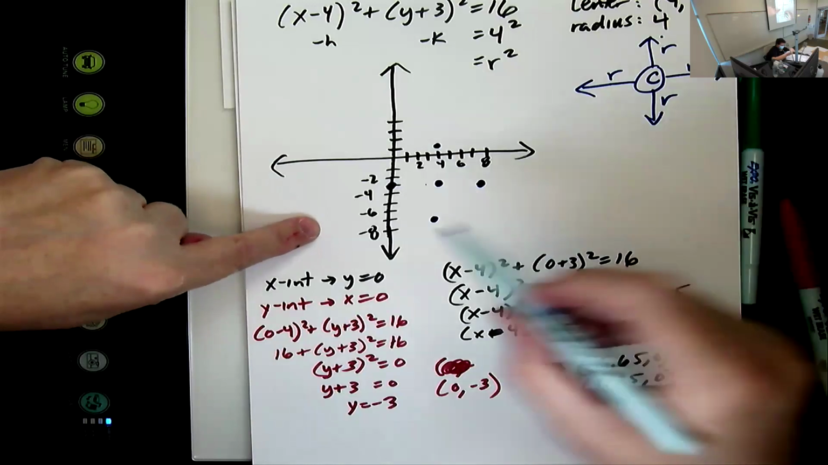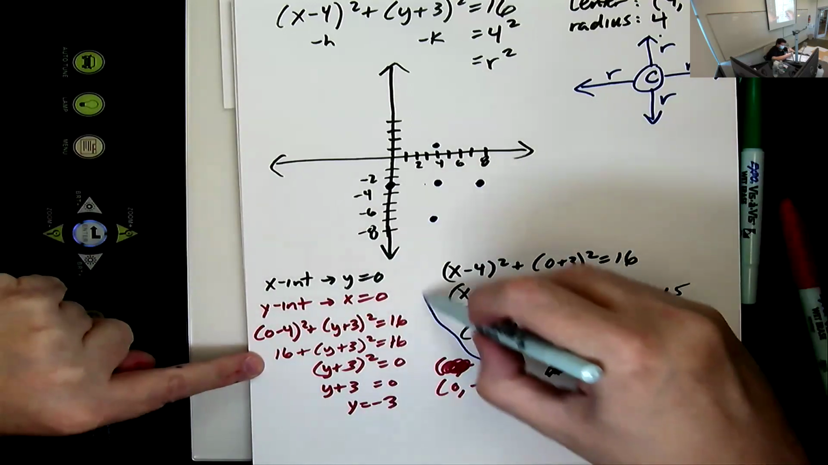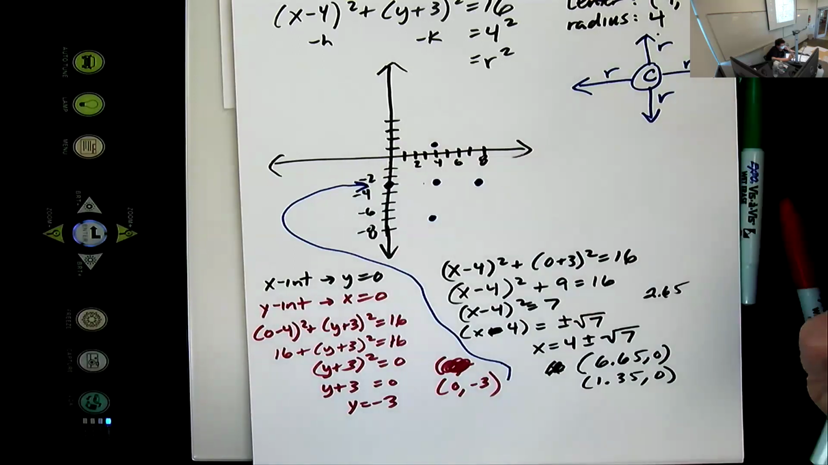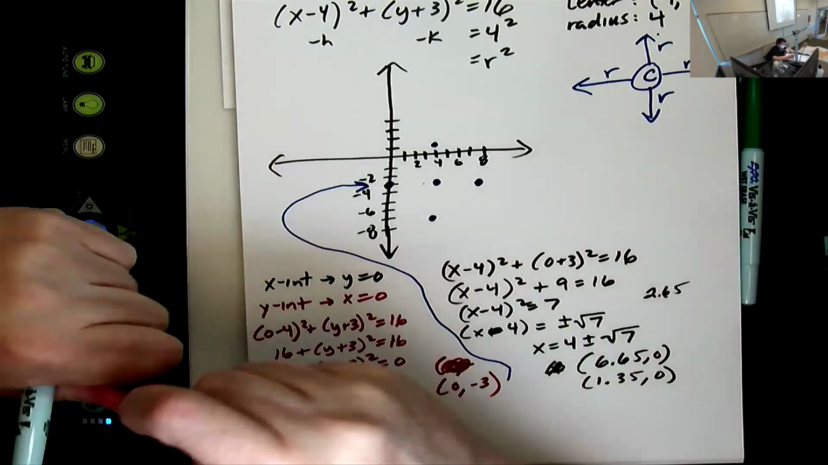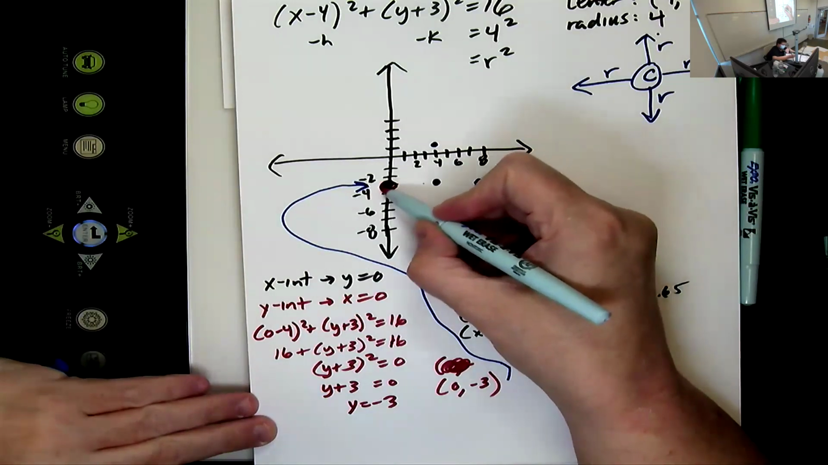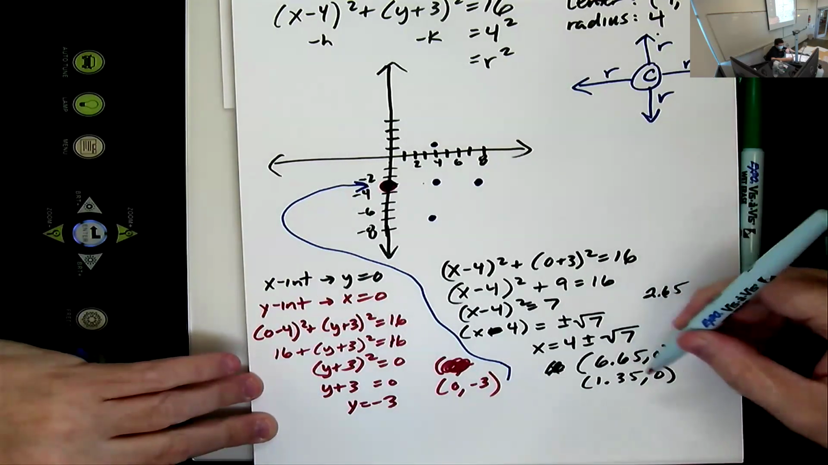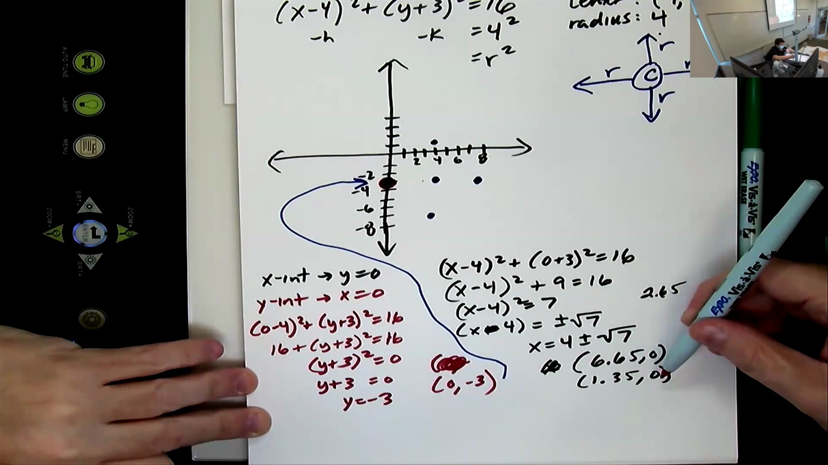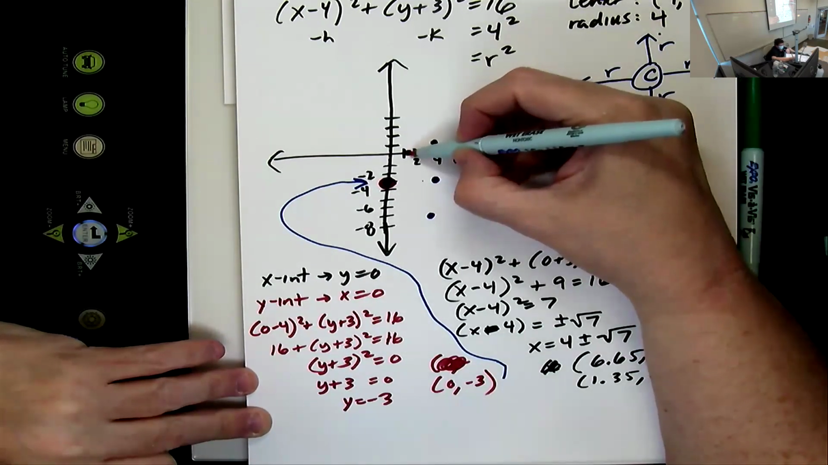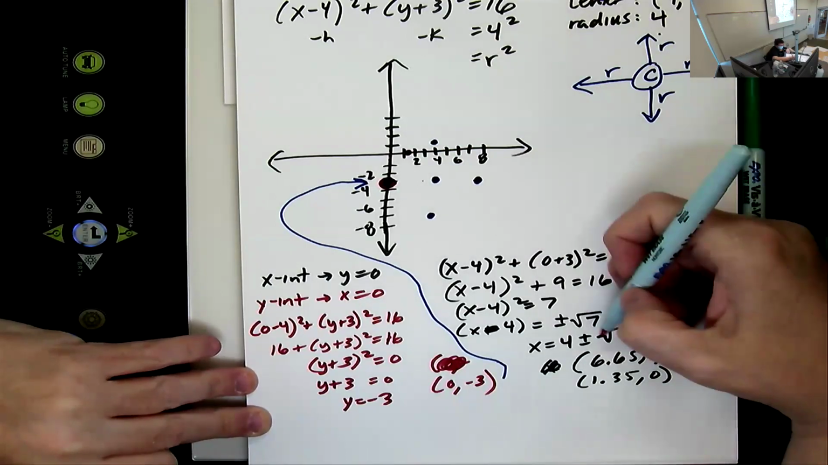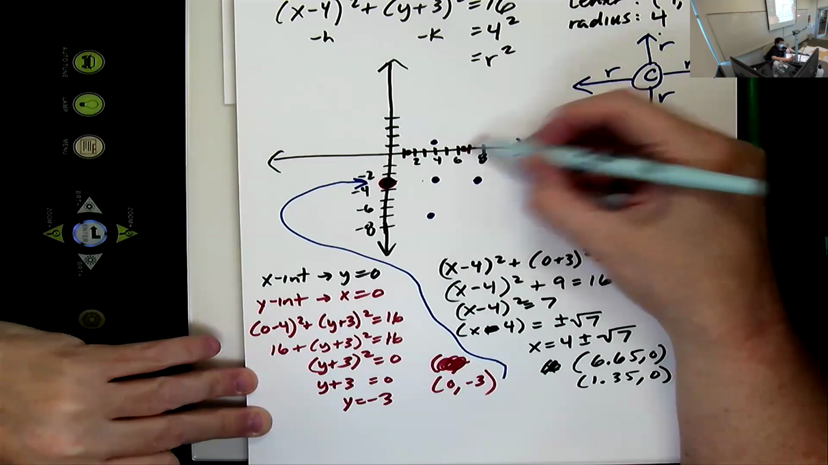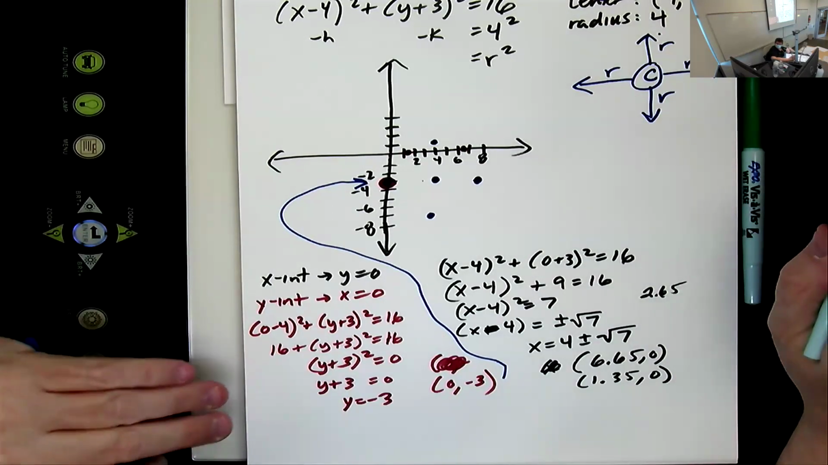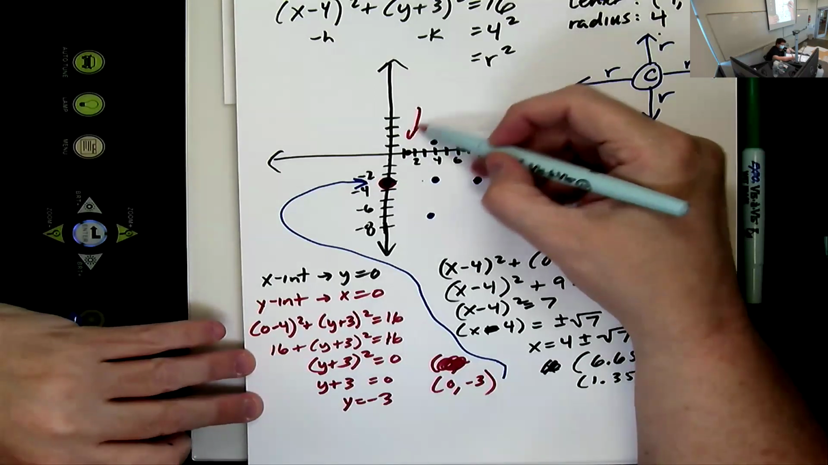We can see our y-intercept right here. That's it right there. Maybe I'll put a little circle around it so we can identify it. Put it in red. My x-intercepts are 1.35, which is fairly close to 1, and 6.65, which is right about there. So there's my x-intercepts.